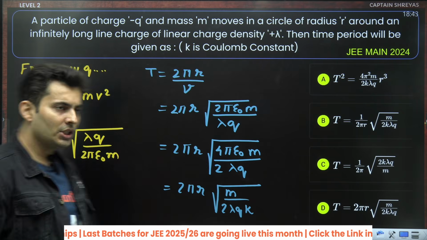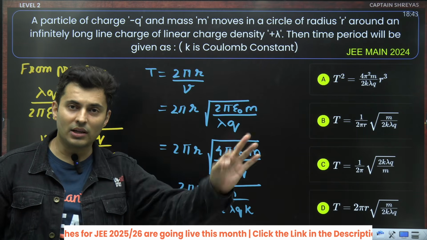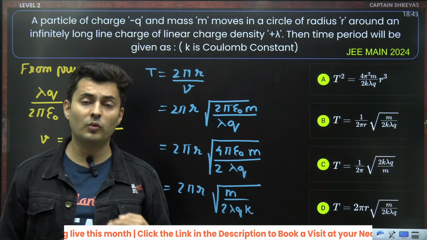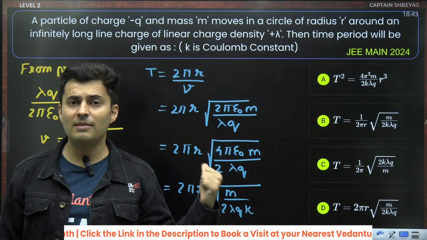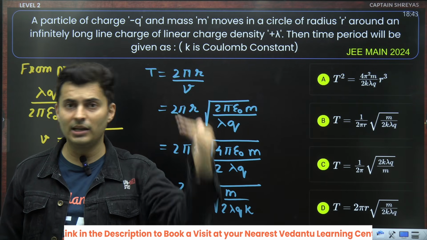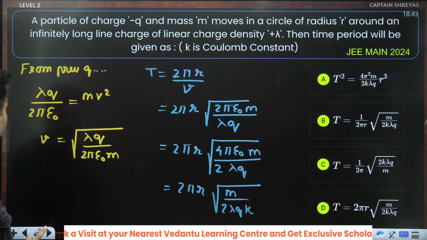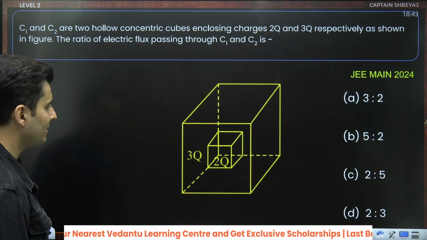Is that right? Understood? So this was a very, very important concept because it has been repeated twice in the same year. Even if you check older papers of 23 and before, you will find the same concept being asked in different papers. Okay, so that means it is an important model of question. So this model is important.